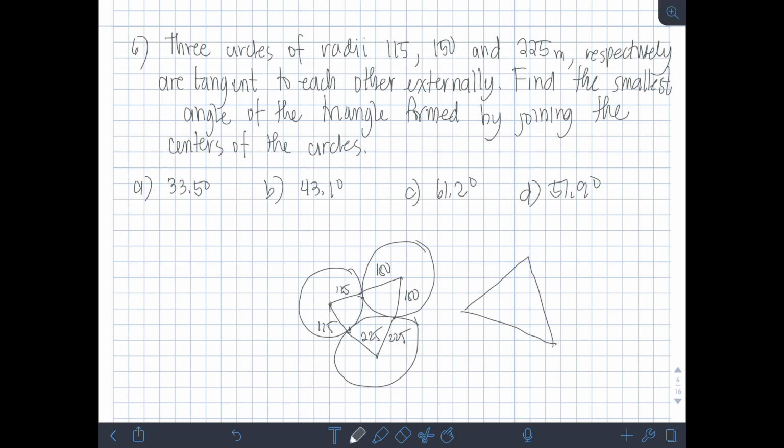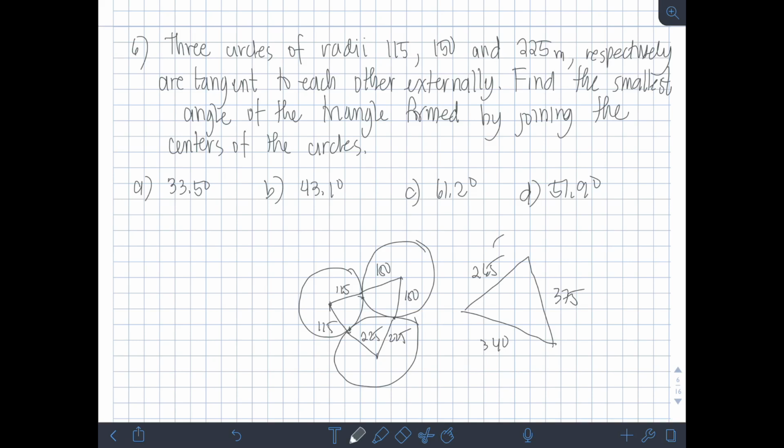115 plus 150 is 265. 150 plus 225 is 375. And 115 plus 225 is 340. So, ngayon, ang pinapahanap, find the smallest angle of the triangle formed. So, applying yung triangle inequality, kung ano yung pinakamaliit na side, opposite din sa kanya yung magiging smallest angle. So, ano ba yung pinakamaliit na side dito?